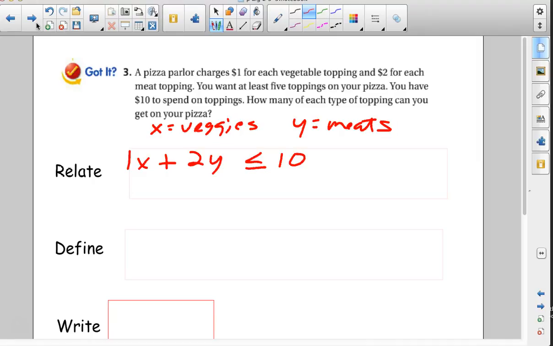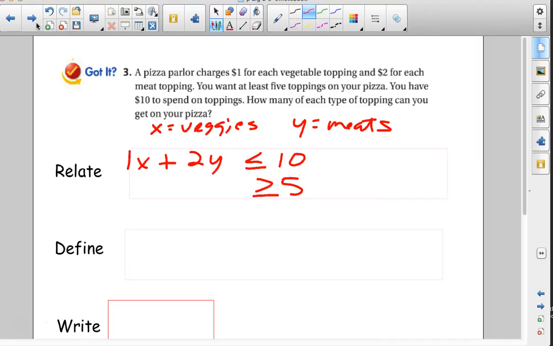At least 5 toppings. So would 4 be at least 5 toppings? Okay, so we can't use less than. Could you have exactly 5 toppings for at least? Does it say you have to get twice as many veggies as you do meats or 3 times as many meats? So what do we do over there?